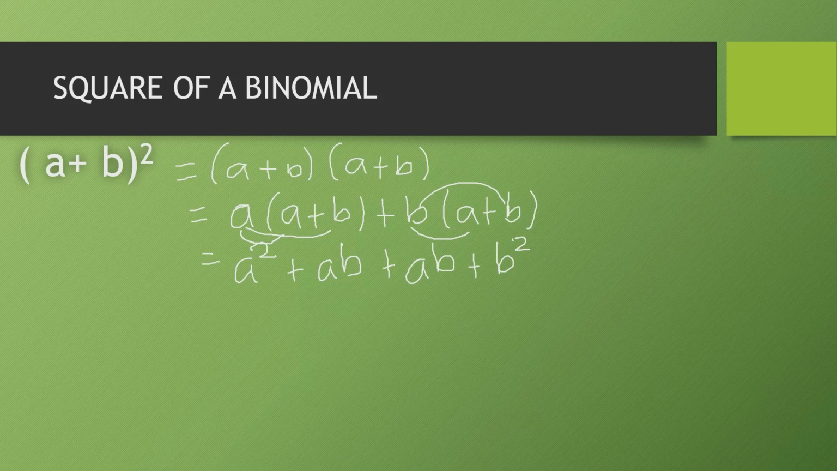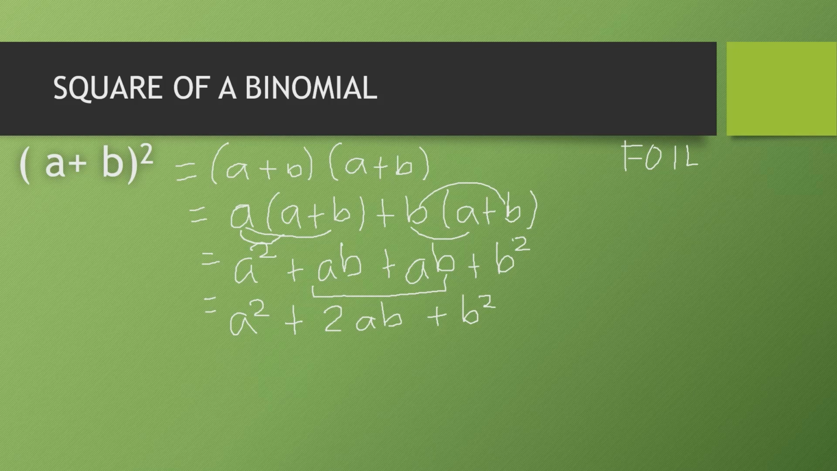Then, after natin ma-distribute, let us combine the similar terms. Pag sinabing similar term, same variable with same exponent or degree. Itong A squared, wala siyang kagaya, plus itong dalawang AB plus AB, we have 2AB. Then, rewrite natin the B squared, meaning the square of the sum of A and B is A squared plus 2AB plus B squared.